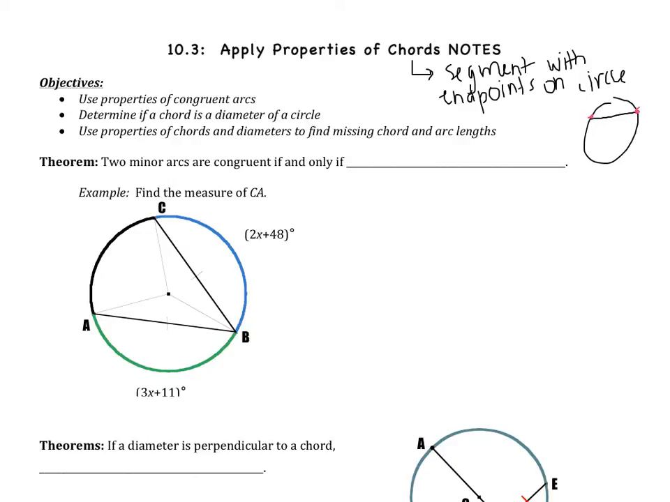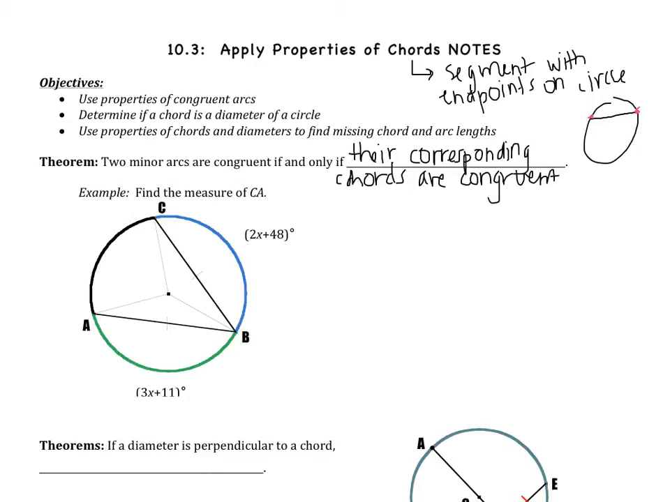So we're just going to jump right in with the first theorem. The first theorem says two minor arcs are congruent if and only if their corresponding chords are congruent. And then there's an example. It says find the measure of arc CA.